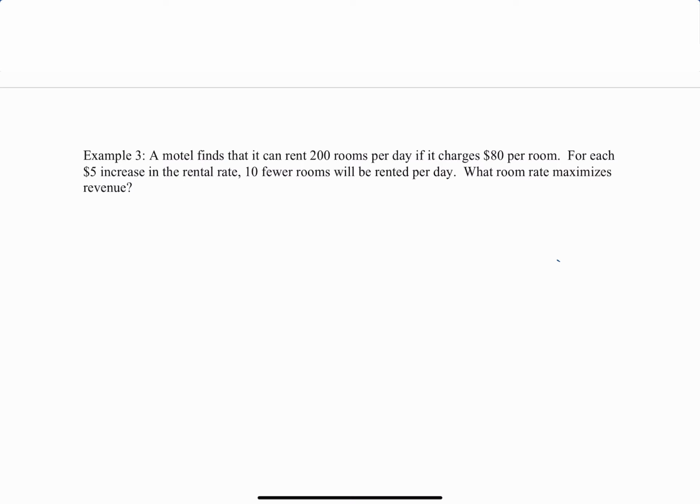So the function we're being asked to optimize is the revenue function, and we know that the revenue will be the number of rooms times the price per room. So let's define our variables here. I'm using capital R for revenue. Remember, math is case sensitive, so you have to stick with one case for each variable.